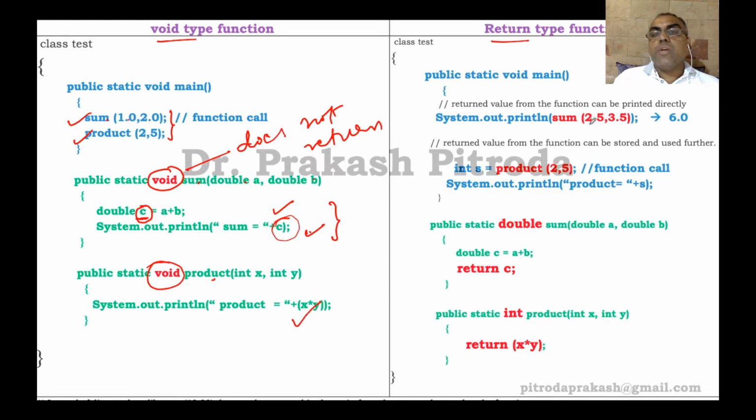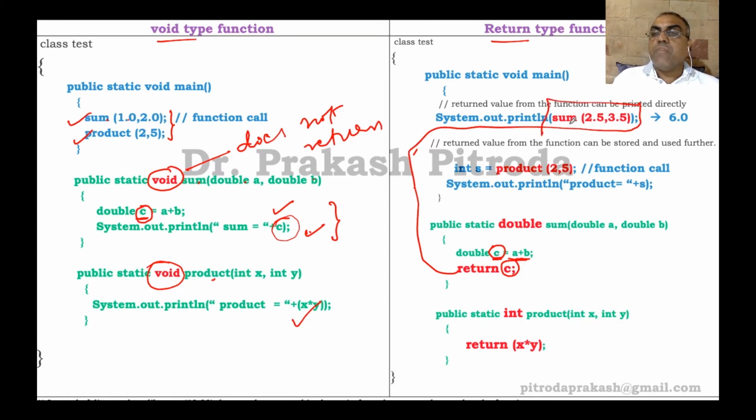Whereas the opposite of that is a return type. The word return itself tells you that once the final value of a particular process is calculated, this value can be supplied from here to the place where the function call was made. So the function call is made over here.